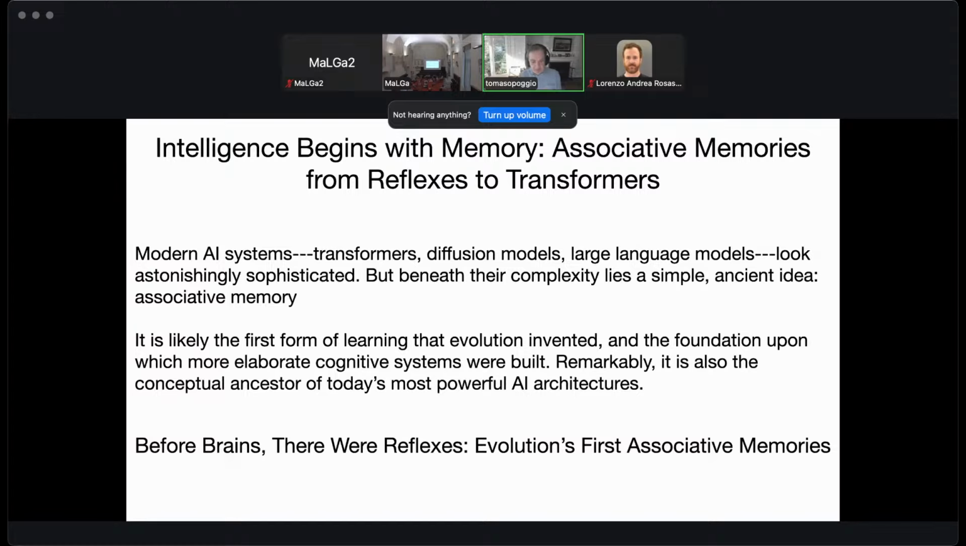And this is probably what happened in evolution in a very simple way. Originally, evolution learned to have sensory-motor reflexes associating some sensory inputs to specific motor outputs. So before real brains, there were reflexes, there were associative memories, very simple, like one layer, one synapse.